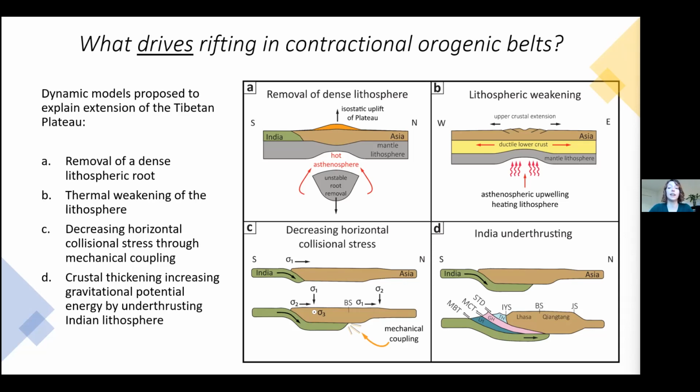each dynamic model also has a set of testable predictions related to the spatial and temporal distributions of zircon helium ages. For example, the India underthrusting model would suggest the presence of older zircon helium ages to the south that gradually young to the north related to underthrusting of the Indian plate.